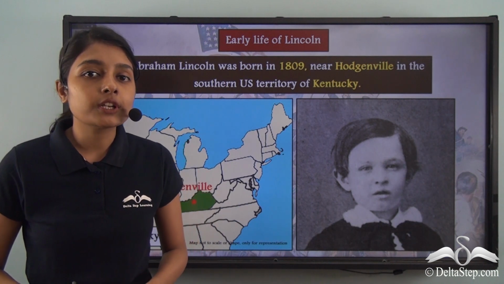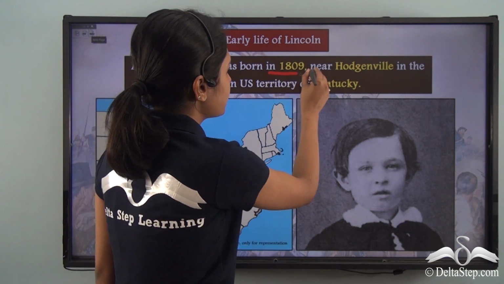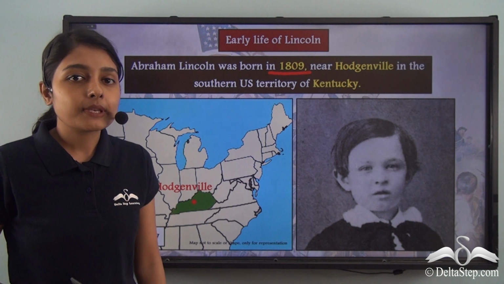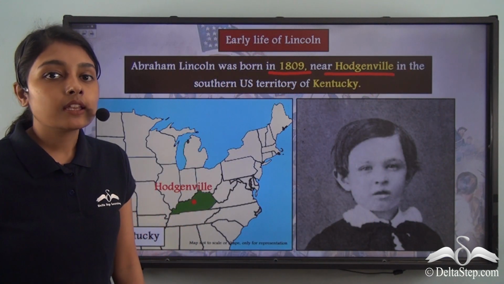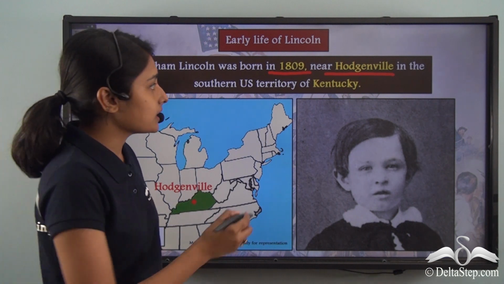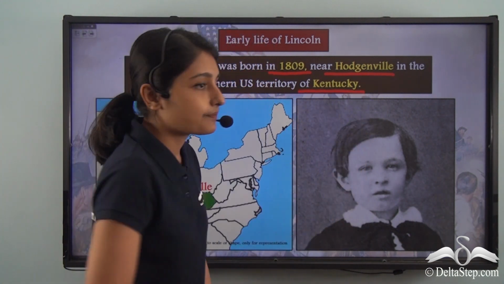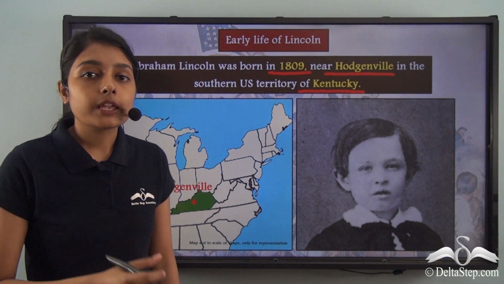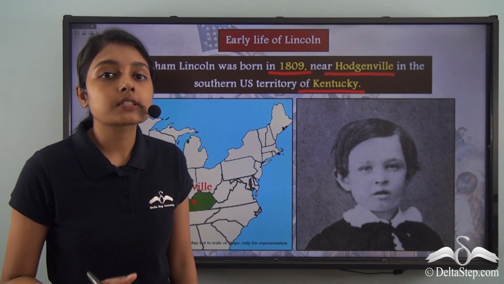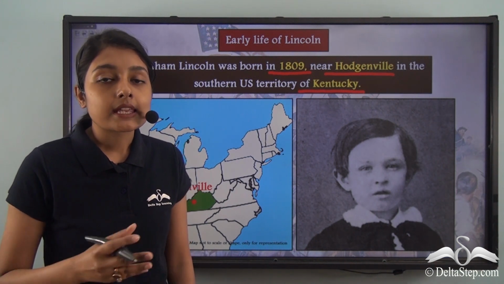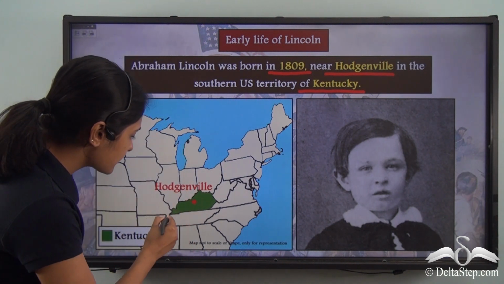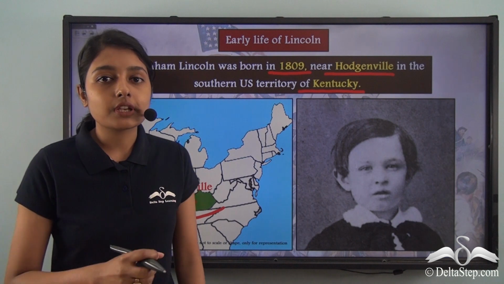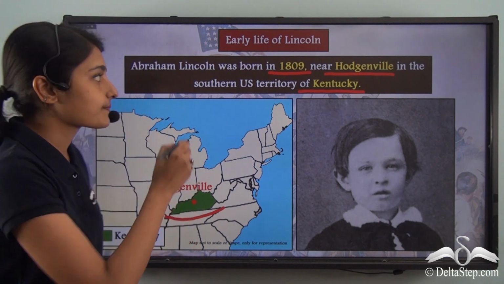Abraham Lincoln was born in the year 1809. He was born in a place called Hodgenville that was located in the southern part of the territory of Kentucky. Now, Kentucky, when Abraham Lincoln was born, wasn't a US state. Instead, it was just a territory that lay in the southern part of the United States of America.